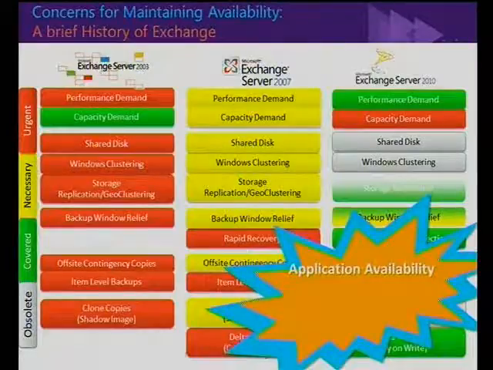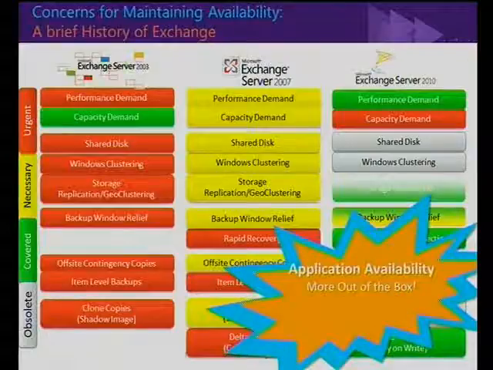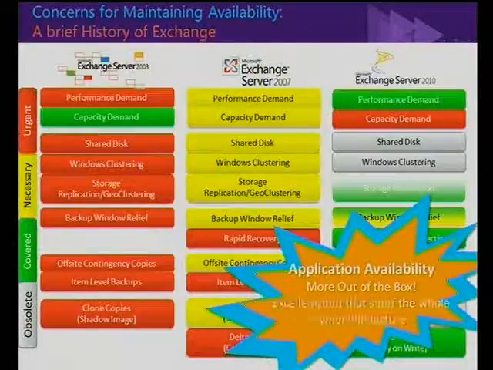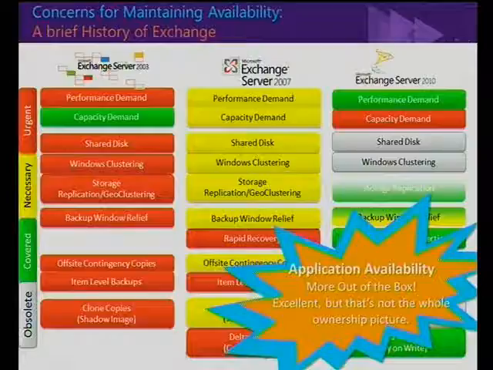But what we need to look out for is the availability of our application. We get more out of the box with Exchange 2010, but that's not everything that we need to deal with.